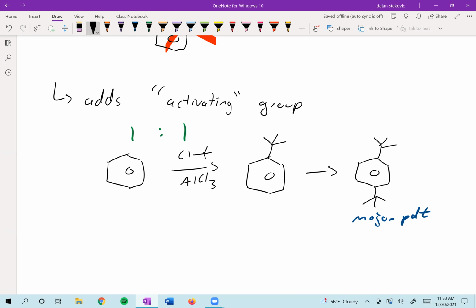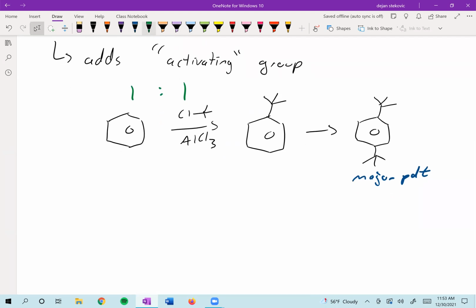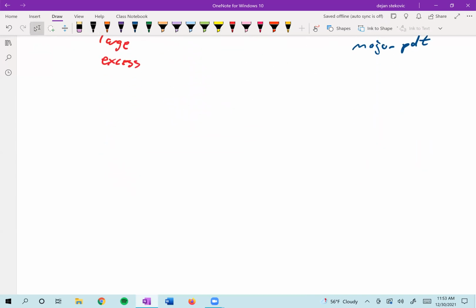However, like I said, this isn't really a big deal. We can easily fix this by just using the benzene ring in large excess, and then purifying off the unreacted benzene. So that's not really a big deal, but just something to be aware of. The really big limitation of these Friedel-Crafts alkylation reactions is carbocation rearrangements.